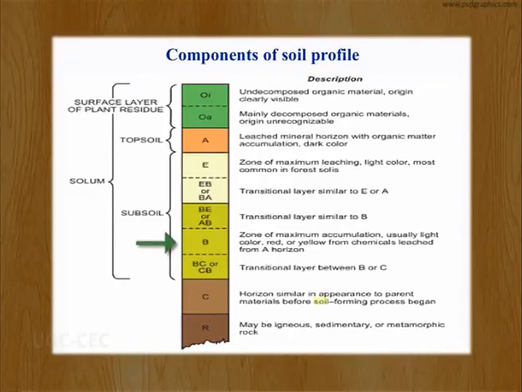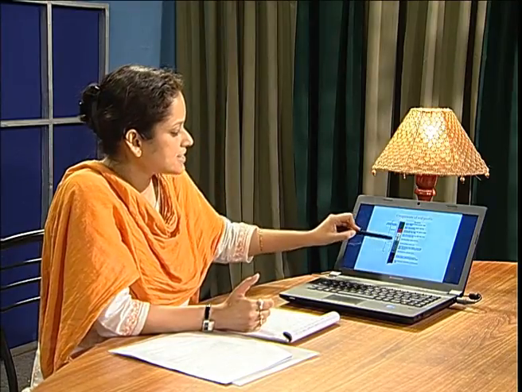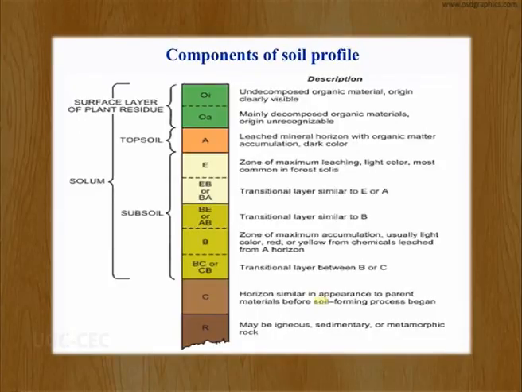Then we come to the B zone. The B zone or the B horizon is the zone of accumulation, and here the minerals get accumulated. This is known as alluviation, and as a result of accumulation it is richer in minerals and less rich in organic content as compared to the A and E zones.